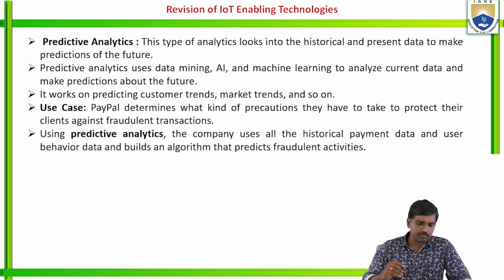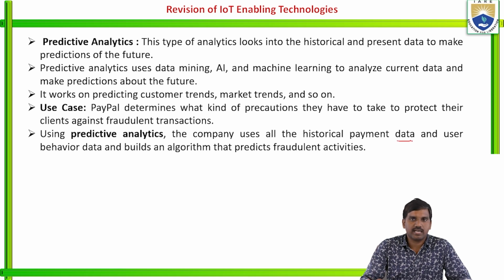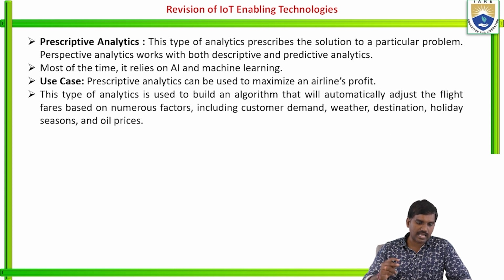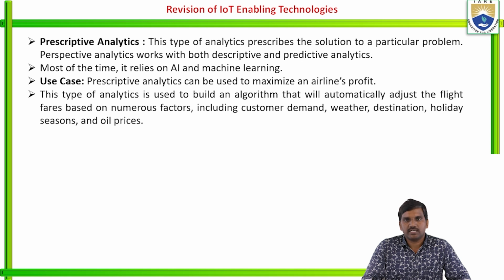And the next one, predictive analytics. Using predictive analytics, the company uses all the historical payment data and user behavior data and builds an algorithm that predicts fraudulent activities. So that is the next one. The last one, prescriptive analytics in big data.